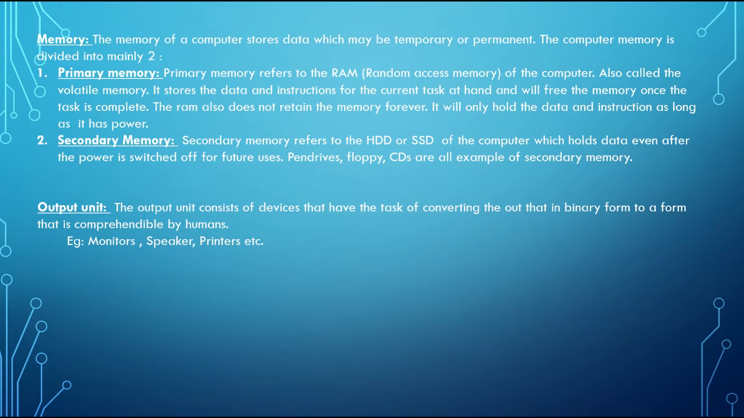Now finally, coming to the output unit. The output unit consists of devices that are capable of converting the data which could be understood by the machine to a form that could be understood by humans, which is basically the output: the monitors, speakers, printers, etc. Anything that could make us understand what's going on inside the computer is an output unit. That's a weird analogy, but don't mind.